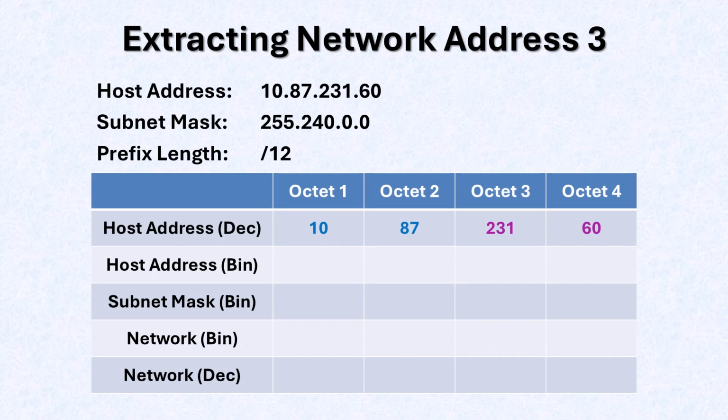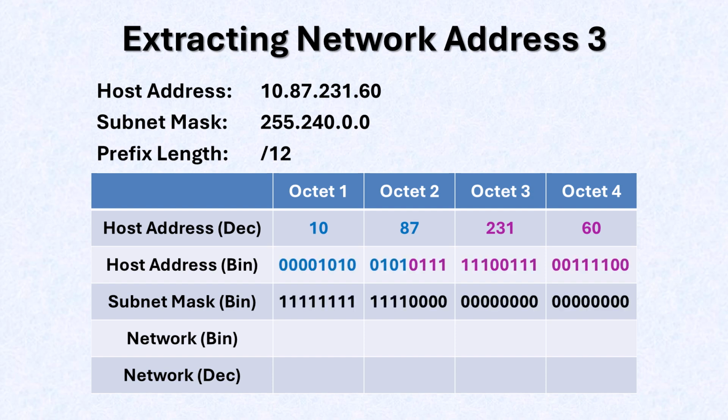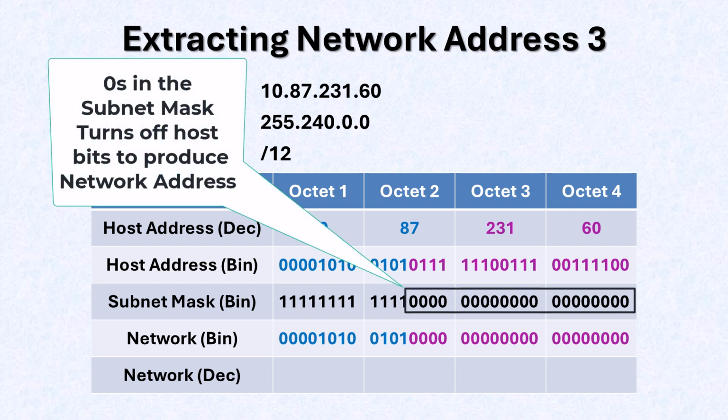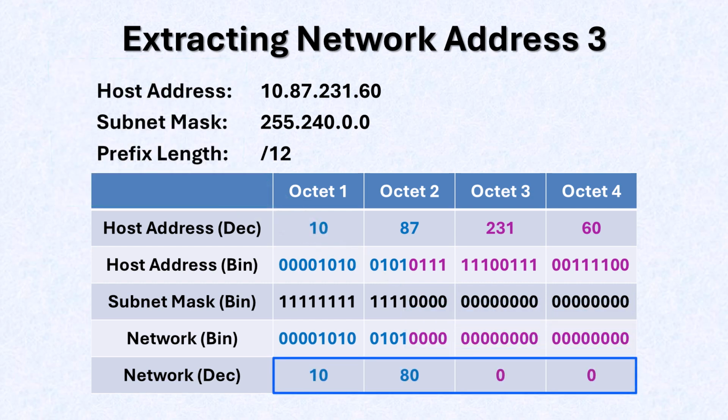Here is another example. At the bit level, it uses the host address as well as the subnet mask to perform the AND operation. The result extracts the network address as noted.